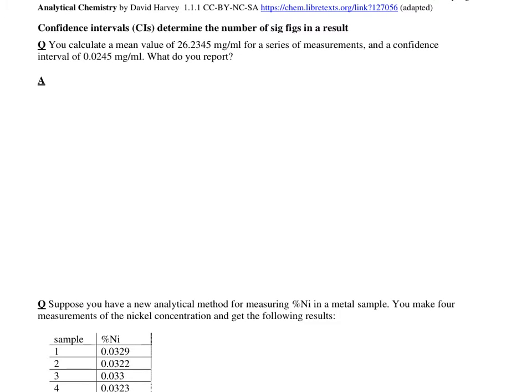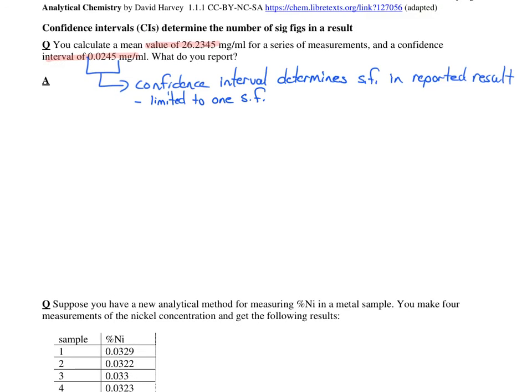Let's work through a couple examples. Suppose we have a series of replicate measurements, and we have a value for our mean, and we have a value for our confidence interval. How do we appropriately report our result? The important consideration is that the confidence interval determines the significant figures in your reported measurement. The key is that you're limited to 1 sig fig, which in this case limits our result to 2 decimal places.